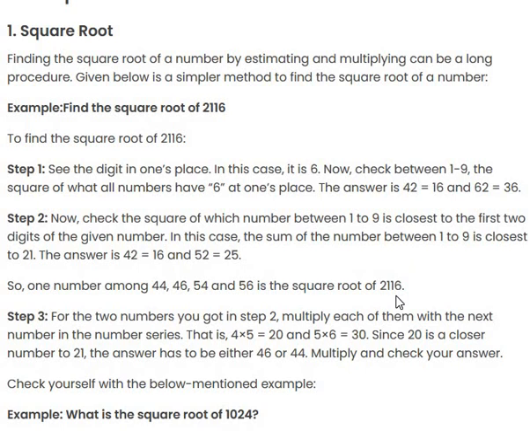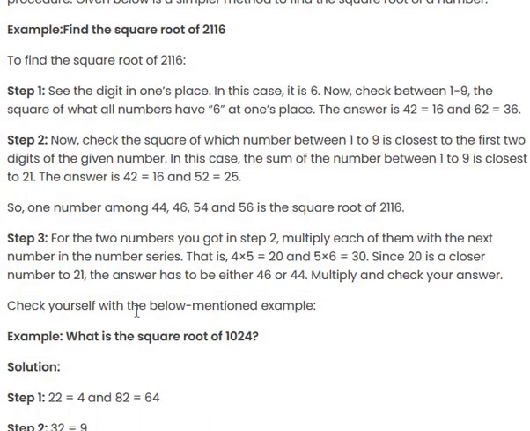square root of 2116. Step 3, for the two numbers you got in step 2, multiply each of them with the next number in the number series. That is 4 into 5 is equal to 20, and 5 into 6 is equal to 30. Since 20 is a closer number to 21, the answer has to be either 46 or 44. Multiply and check your answer.